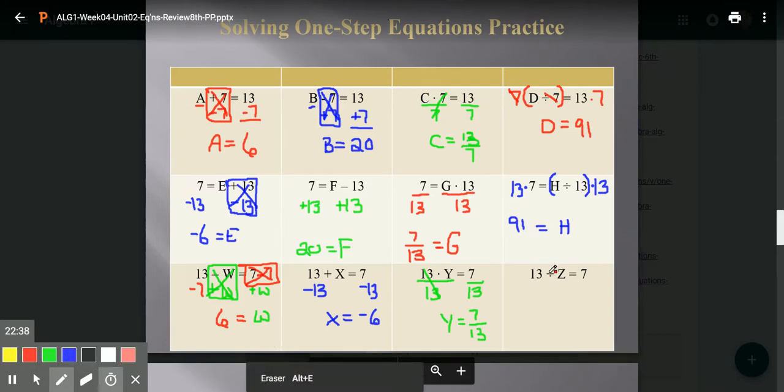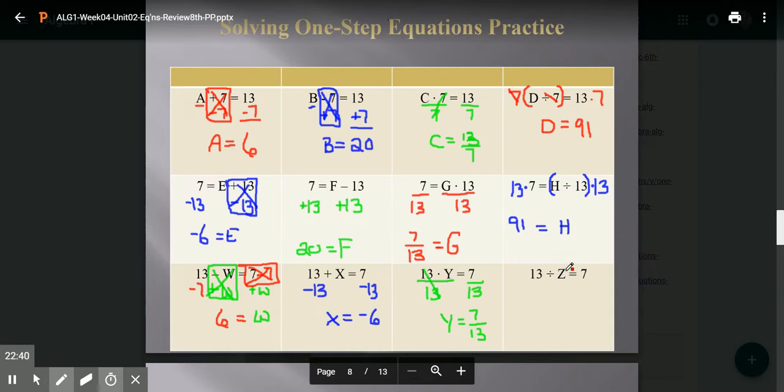And then finally, dividing by z. This one actually is a two-step equation, and I included it on purpose to help lead us into the next section, which is our two-step equations.